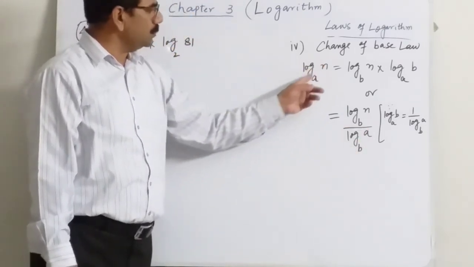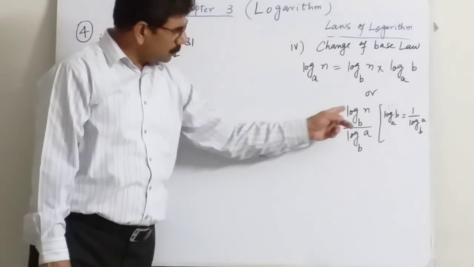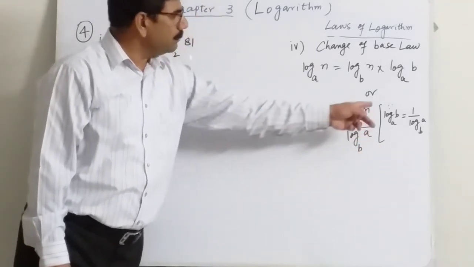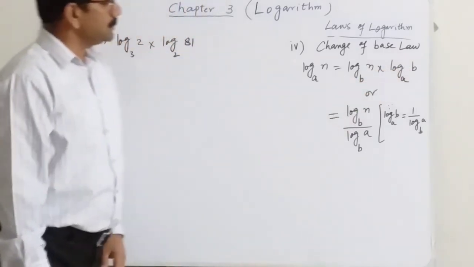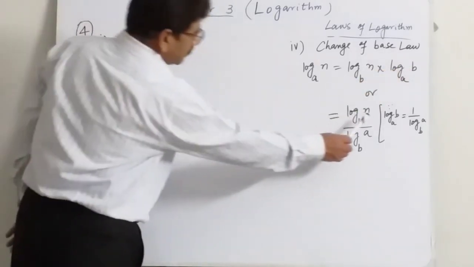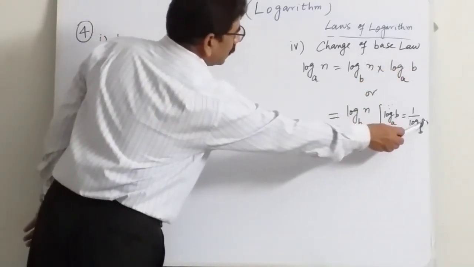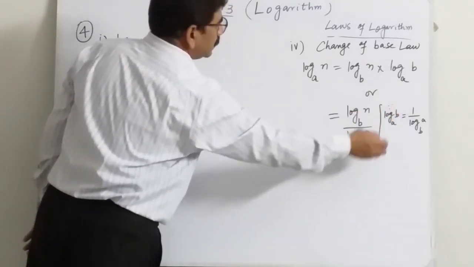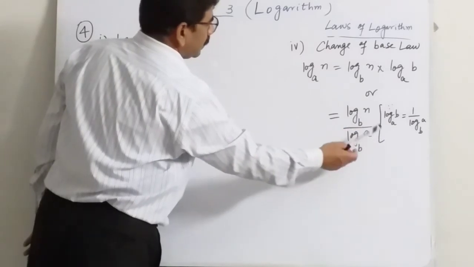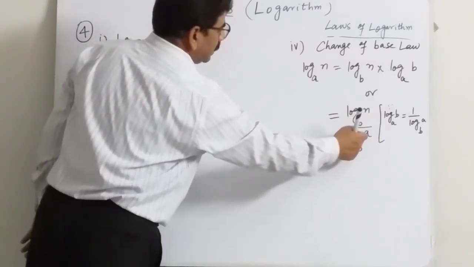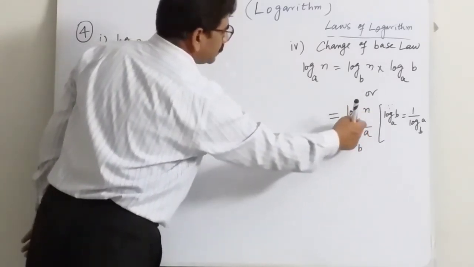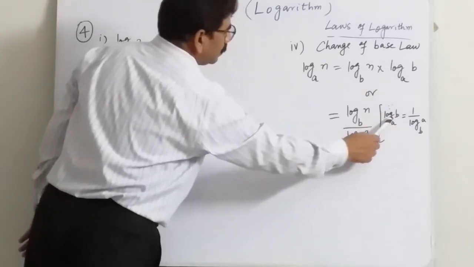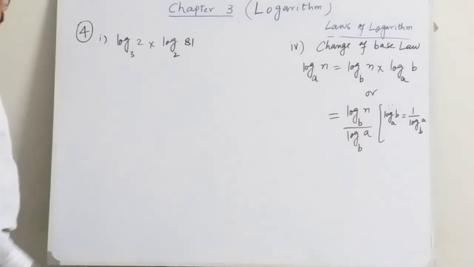Means log of n to the base a can be equal to log of n to the base b divided by log of a to the base b, because log of b to the base a is actually the reciprocal of log of a to the base b. So these two are reciprocal, because when we multiply log of n to the base b by the reciprocal of log of a to the base b, that will be equal to log of b to the base a.